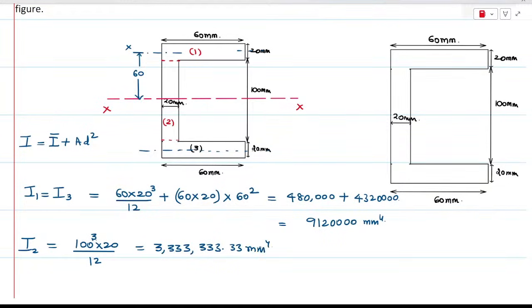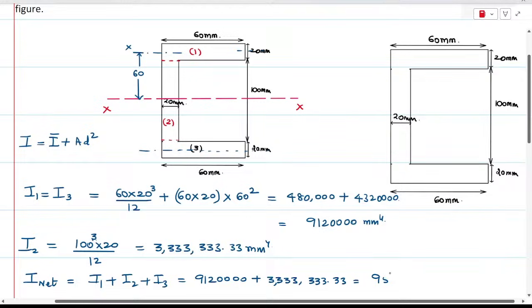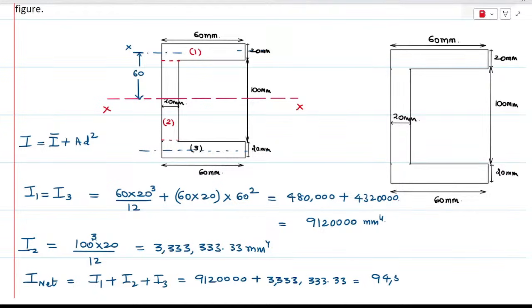So this is 3,333.33 millimeter power 4. Now the total inertia, that is I net, will be equal to I1 plus I2 plus I3, which is 9120000 plus 3333.33, so this is 9123333.33 millimeter power 4 would be the total moment of inertia.